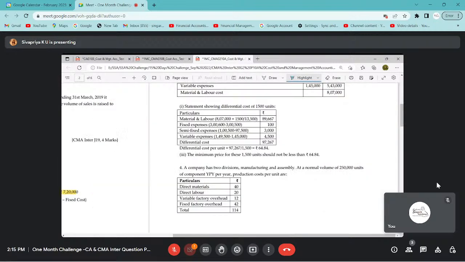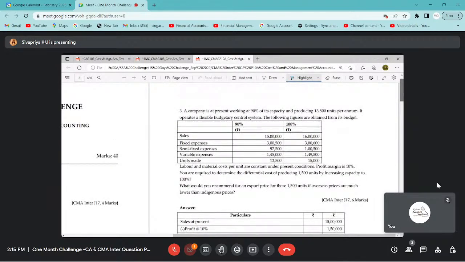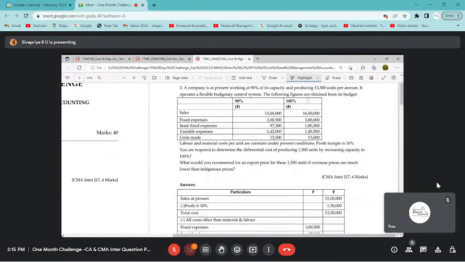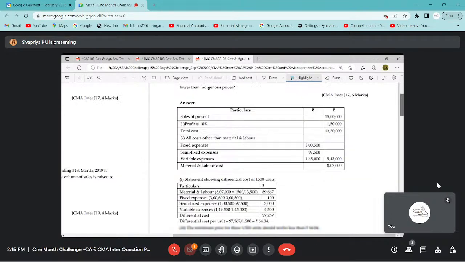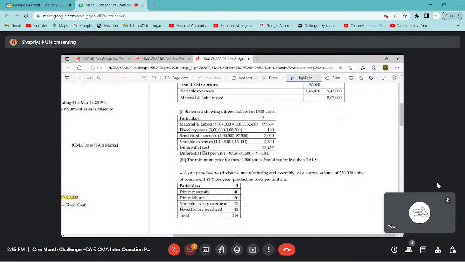Okay. Then question number 3. Rent capacity 90% and 100% is given, and there is an export price for 1,500 units. So this is on decision making. The answer is a statement showing the differential cost of 1,500 units. The differential cost is 97,267, and per unit it will be 64.84. So the minimum price should not be less than this 64.84.